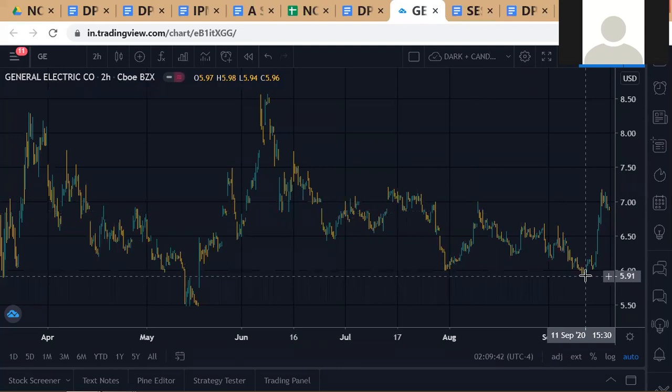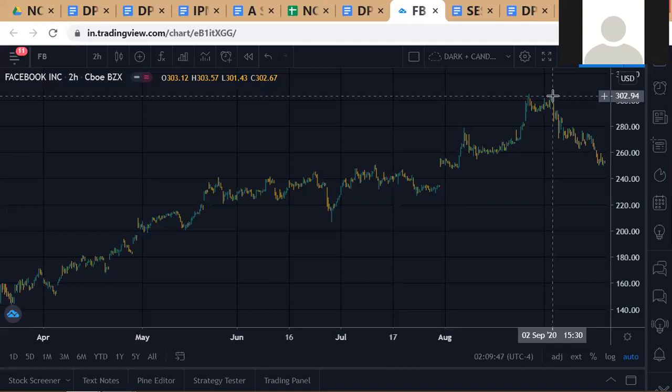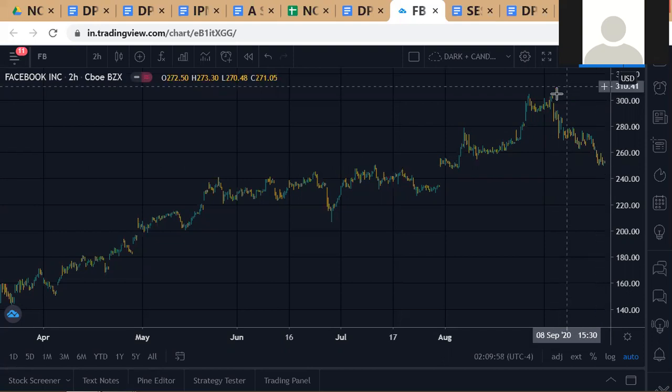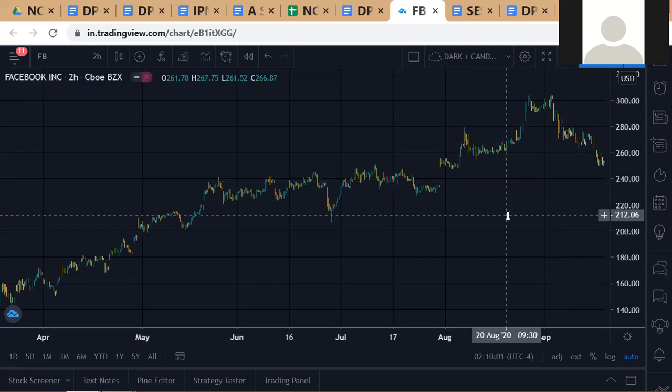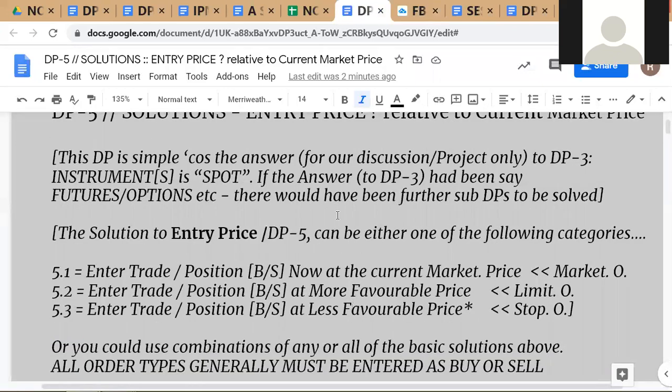In the case of Facebook, if you go with a buy stop here, that will be a buy stop at 305 or 306. And obviously, it is much better to buy at the current market of 253 than to buy at 306. Okay, so although I did not want to discuss DP5 in great detail, I have actually discussed it in pretty extensive detail. Now you have a good understanding.